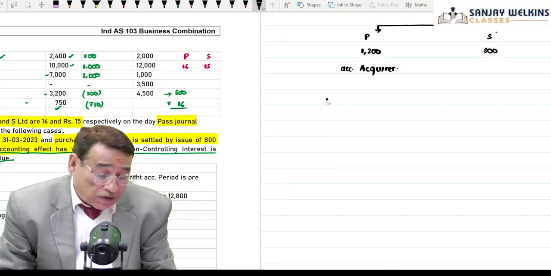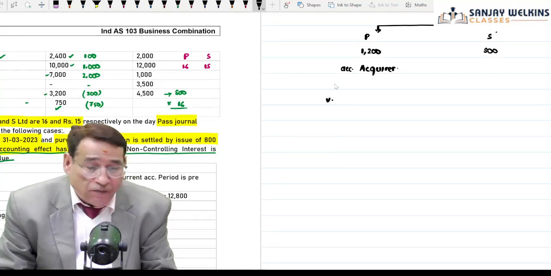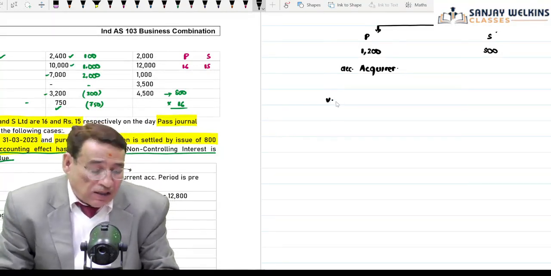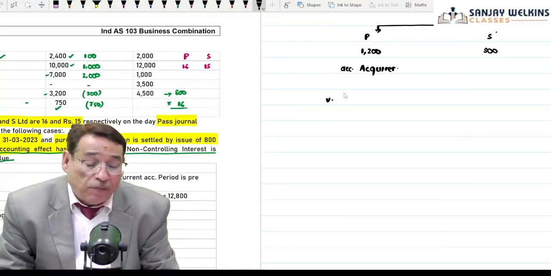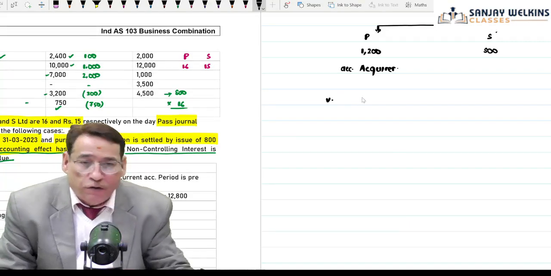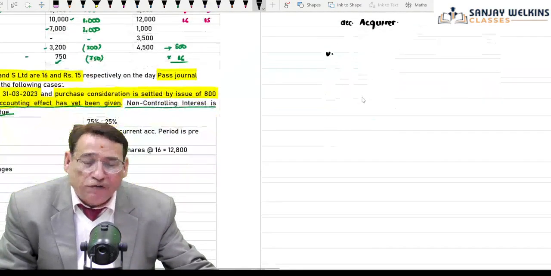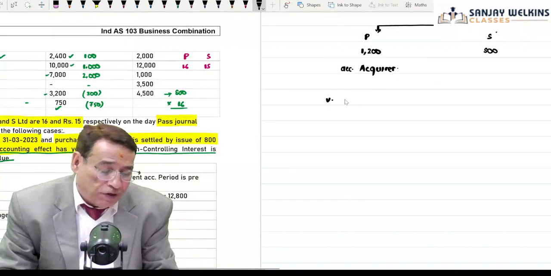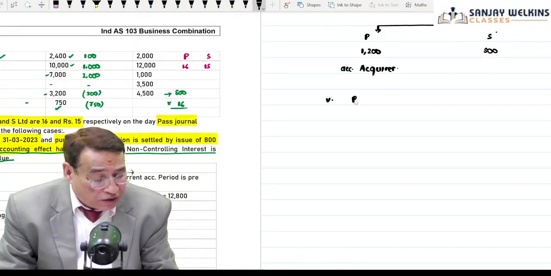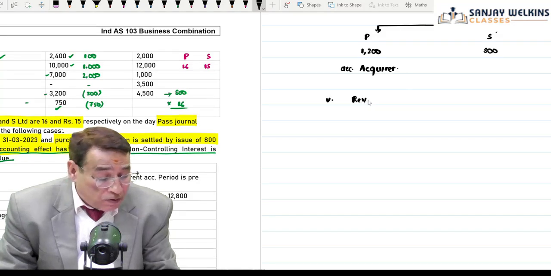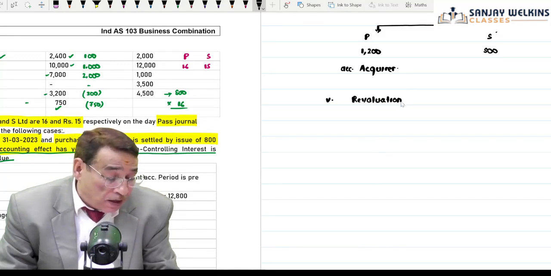Now in this particular step, generally, whenever we solve the question, the first step is to find out the net assets on the date of the acquisition. But before that, because in this question some information with respect to revaluation or fair value changes is there, first of all I'm going to write that. You can write revaluation or fair value changes, whatever you may like to write.